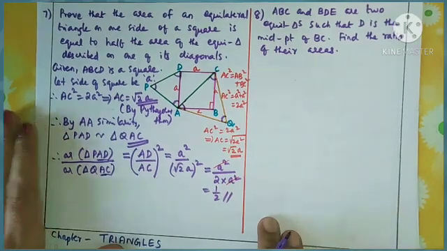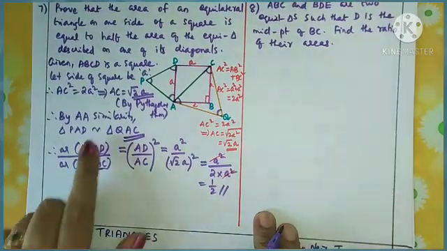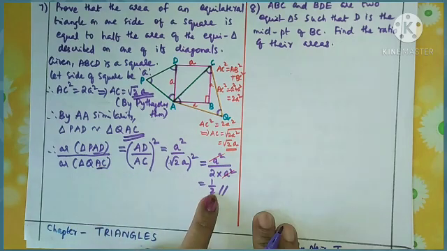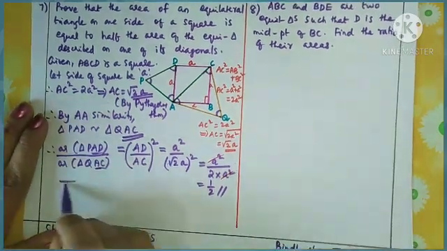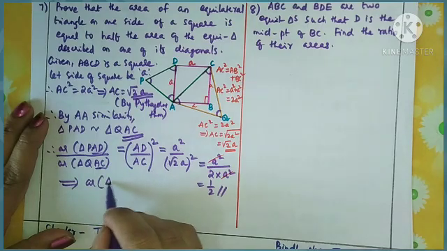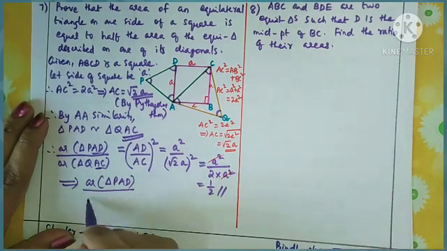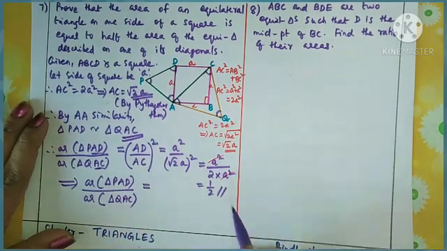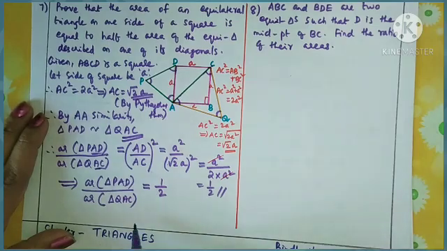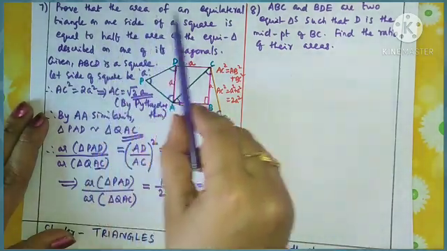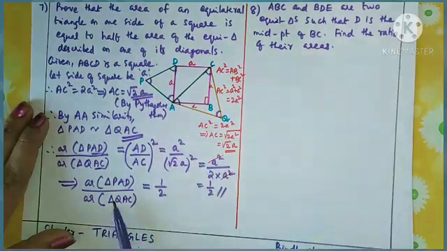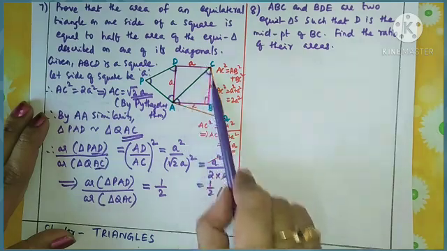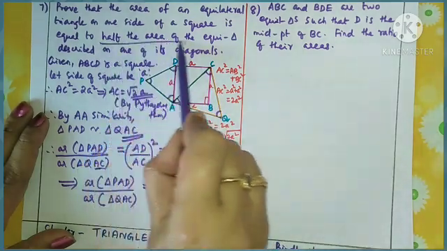Okay, so what we got here? The ratio of the areas of two equilateral triangles is equal to 1 by 2. So we are writing one more step. Area of triangle PAD by area of triangle QAC equals 1 by 2. Now you see, we want to prove the area of the equilateral triangle on one side, which triangle? PAD. This area is equal to half the area of this equilateral triangle.